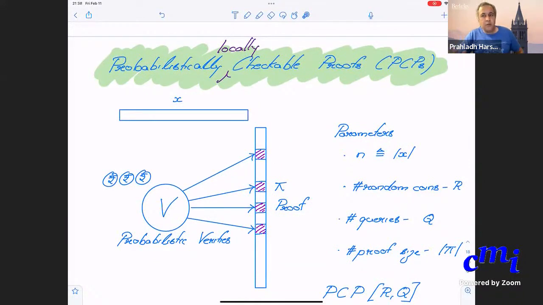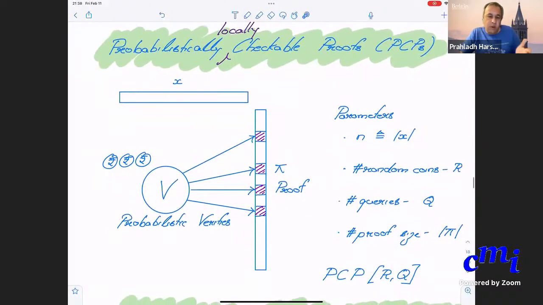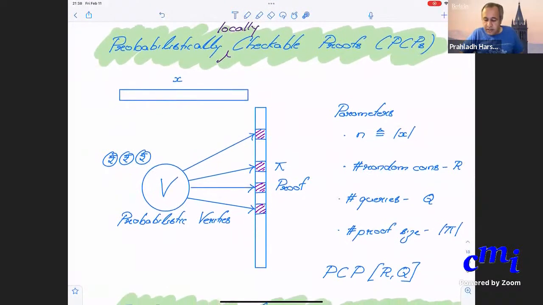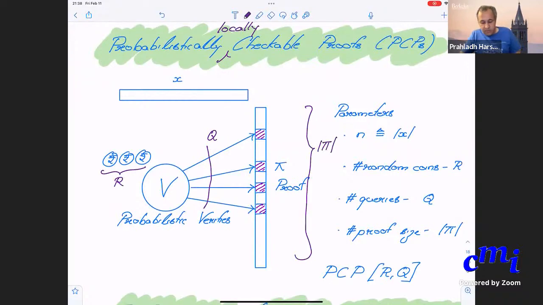Okay. Questions at this point? This is what I mean by PCP. And what will be the parameters that are interesting for us? If we let n be the length of the statement that we are trying to prove, the parameters of interest are the number of random coins the verifier tosses, which I will call R, the number of queries, which I'll call Q, and the proof length, which is pi.